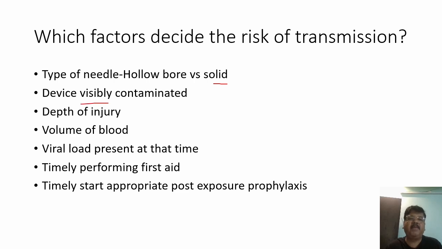transmission. Then, if the device is visibly contaminated, if the device has blood or fluid on it, there are again more chances of infection. Depth of injury: the more the damage, the more the chances of infection. Volume of blood: if more volume of blood, more chances of infection in the healthcare worker. Viral load present at the time: when the source on which the needle was previously used has a higher viral load, the risk of transmission is more. Then timely performing first aid. If first aid is timely performed, the transmission drastically reduces. Then timely start of appropriate post-exposure prophylaxis. So these are all factors which decide the risk of transmission.